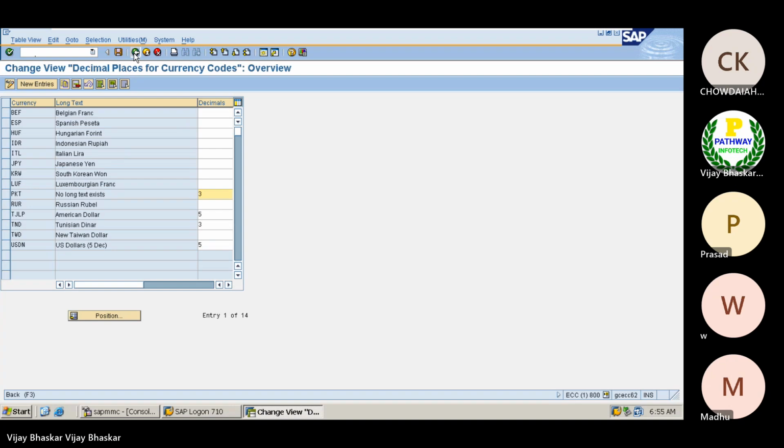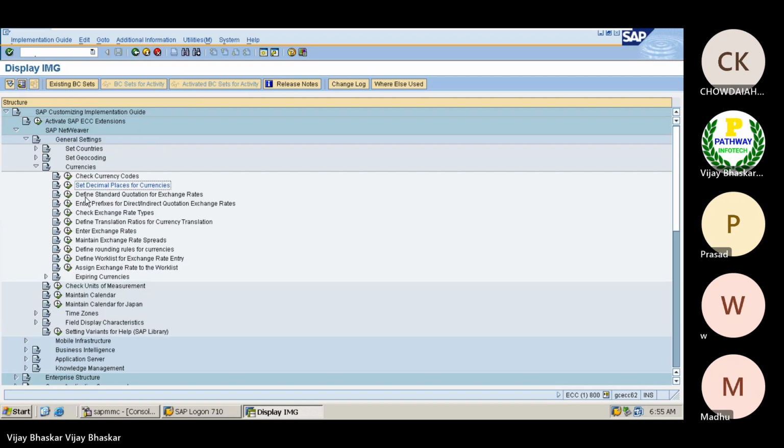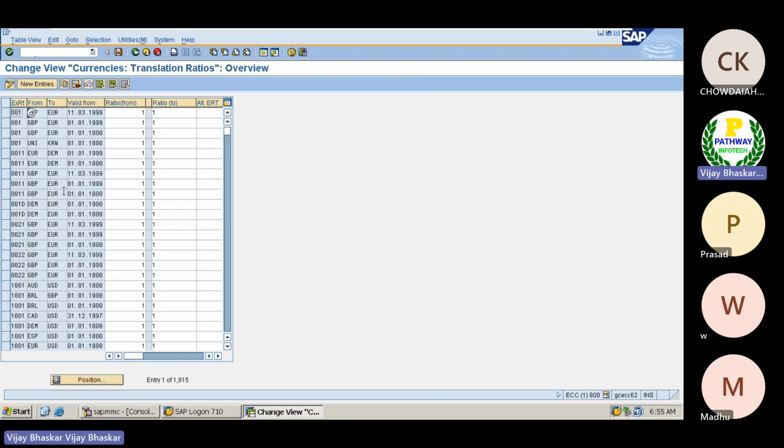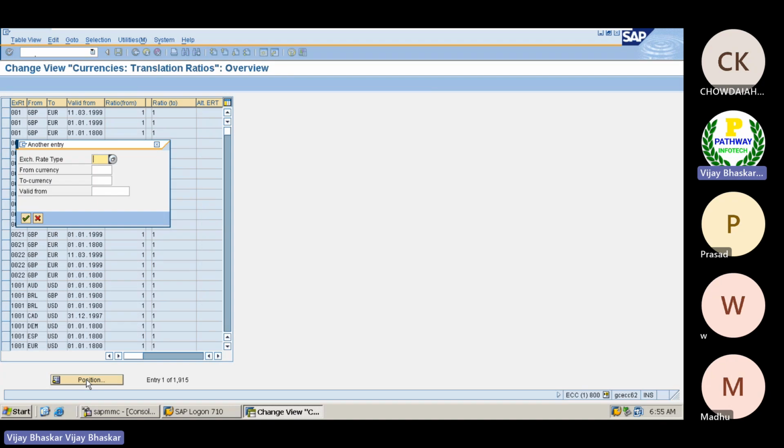If there is any requirement, you can maintain that also, that is possible here. Then enter, check exchange rate types. Define translation ratios, where you can see here, we have already discussed yesterday. Then the exchange rate type is M. Let us see SGD to EUR.